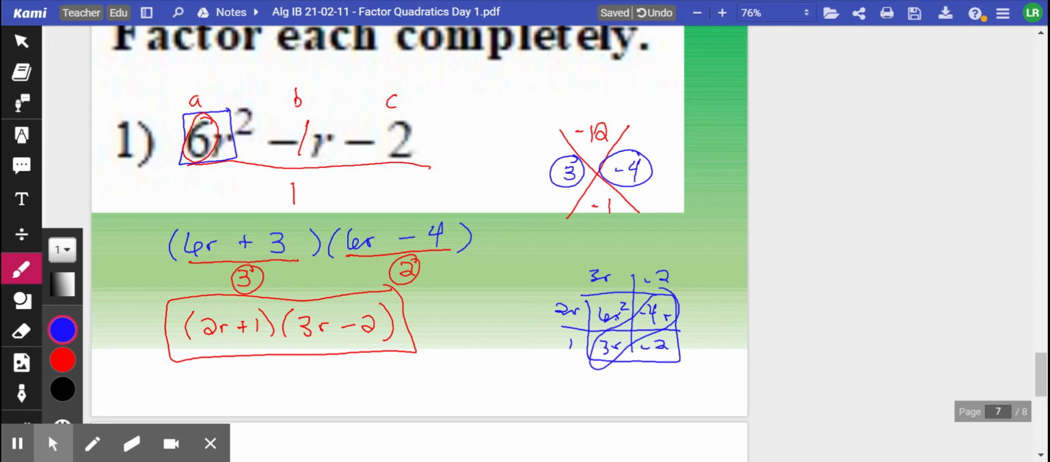Okay, again, you do not have to do a box. Just follow the airplane method. This is your final answer.